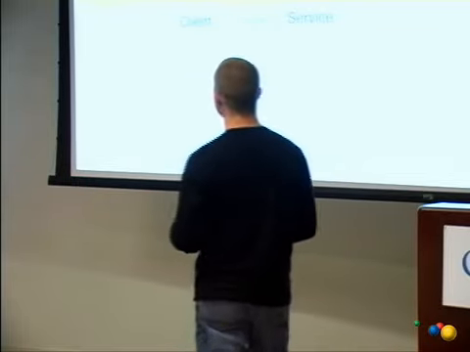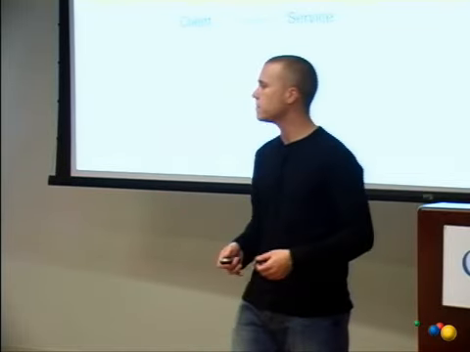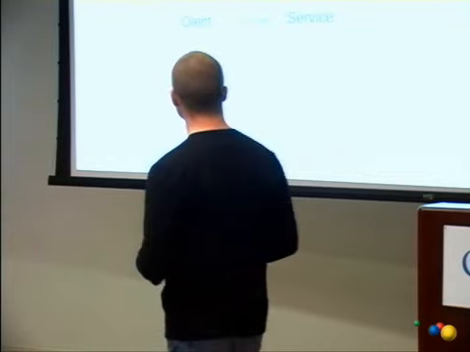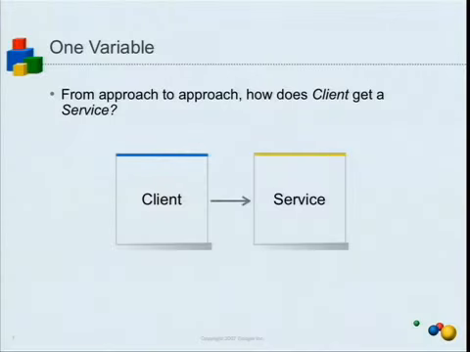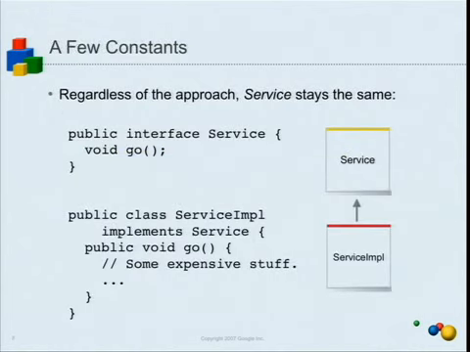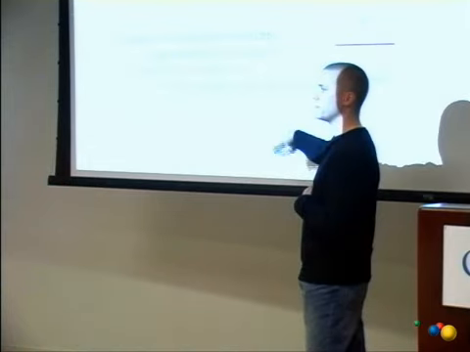So throughout this example, as we go down these three paths, we're going to have one variable. That's going to be one thing that's going to change. That's going to be how client gets access to an instance of service. And then a couple things are going to stay the same. Like I said, we're going to have this service interface. We're going to have a single implementation of service.